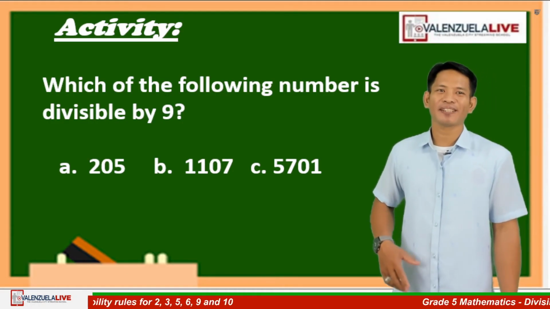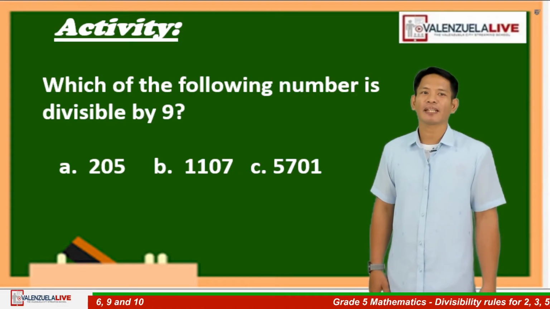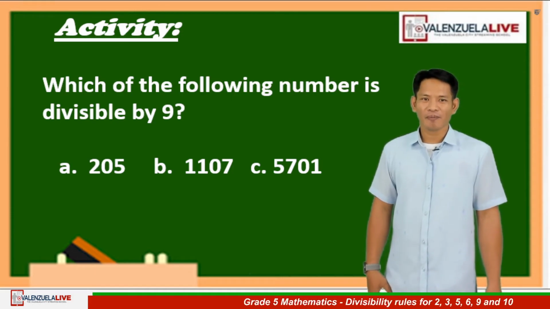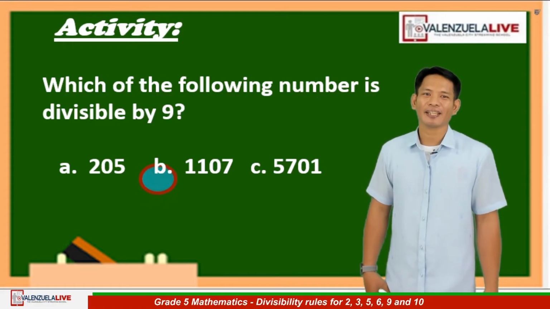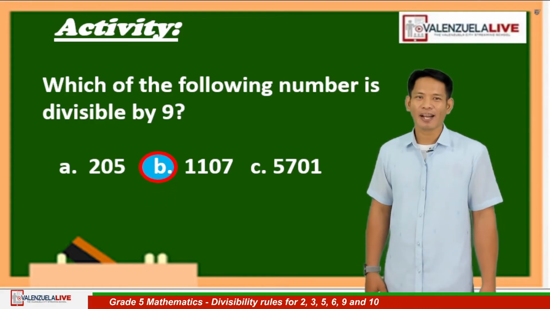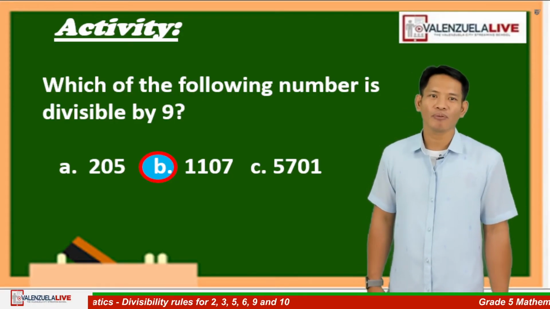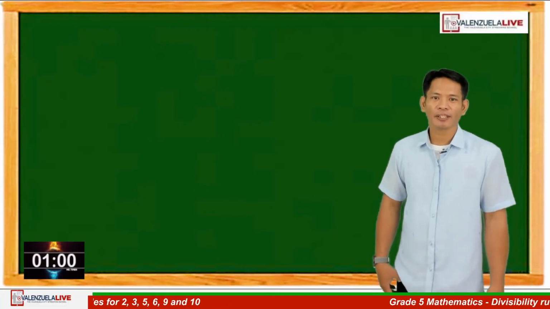Is it A, 205, B, 1,107, or letter C, 5,701? Grade 5, what's your answer? Of course, the correct answer is letter B. Why? Because 1 plus 1 plus 0 plus 7 is equal to 9. Okay. So this time, it's your turn, grade 5.